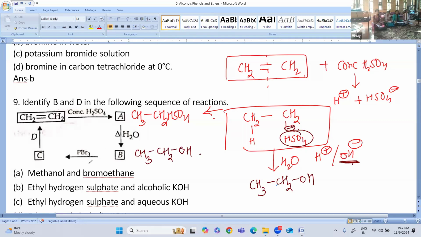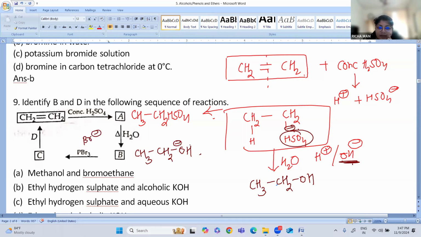Now, further, I am going to react it with PBr3. Here, what is the negative part? In PBr3, Br is the negative part. So OH will be replaced by Br. So what I am going to get is CH3, CH2, Br. Now, CH3, CH2, Br has to be converted into ethene. How can I convert it into ethene?